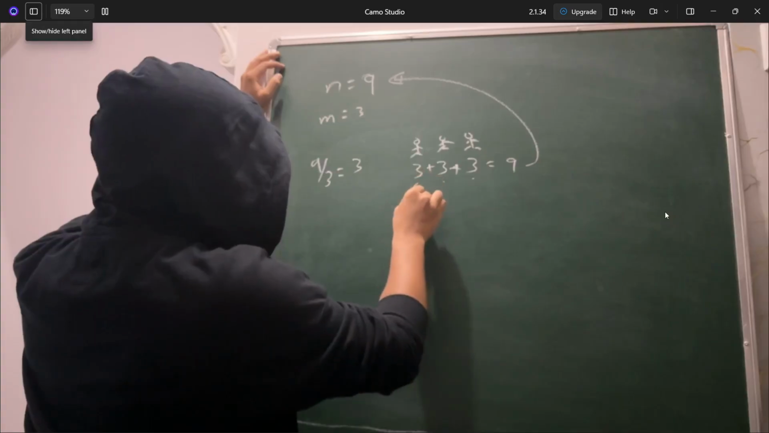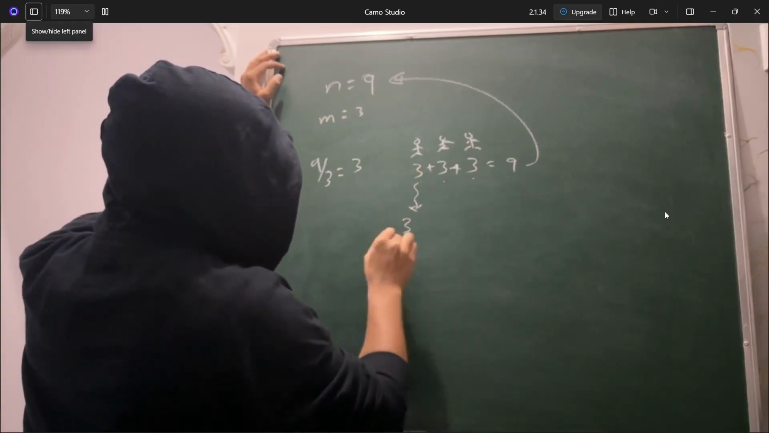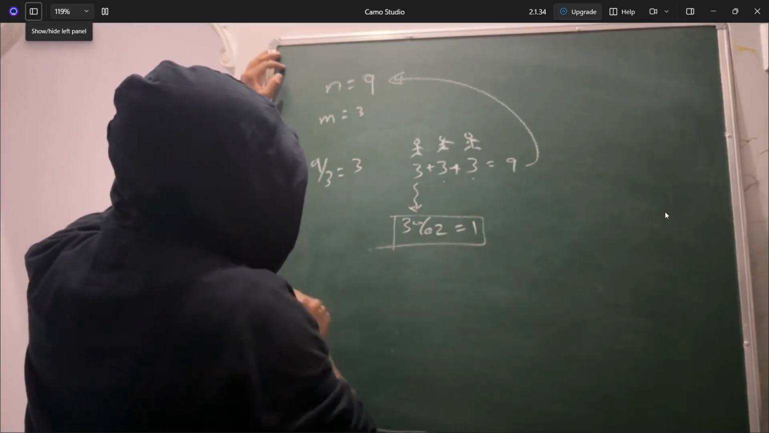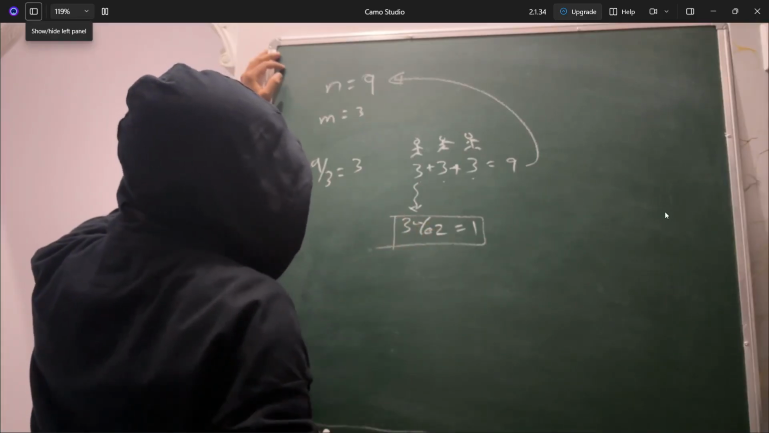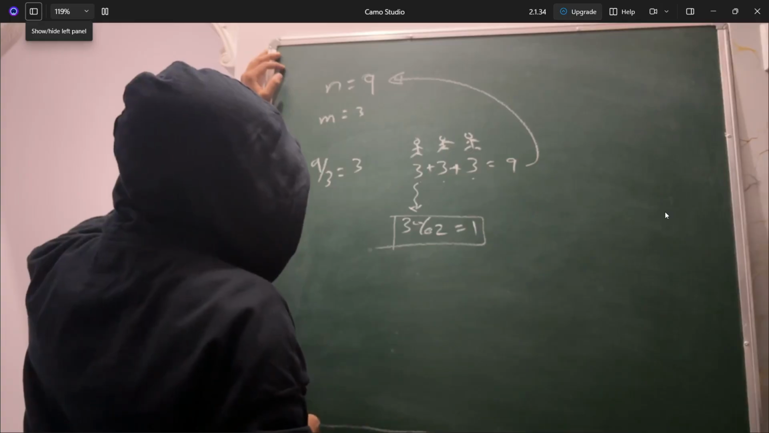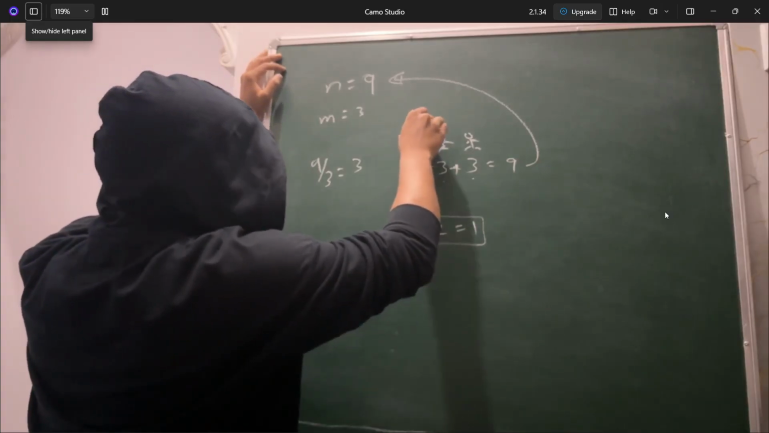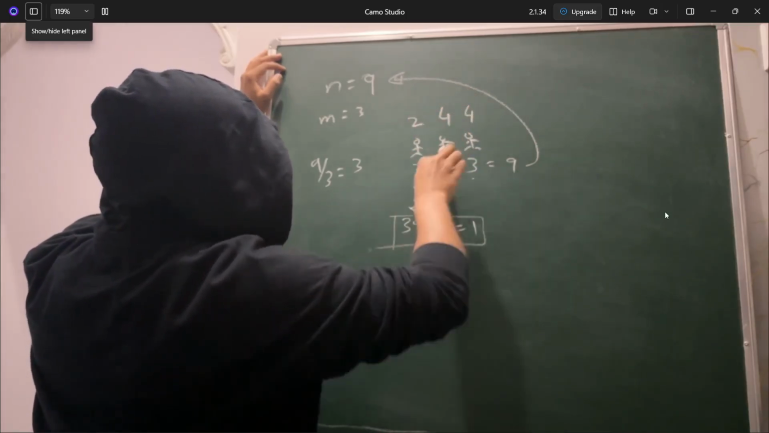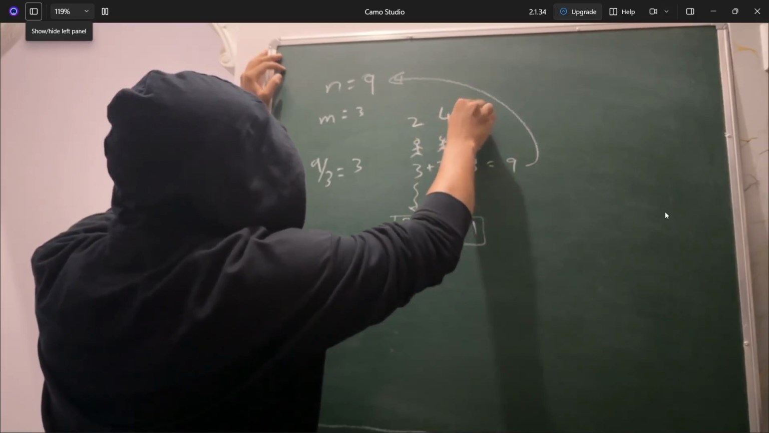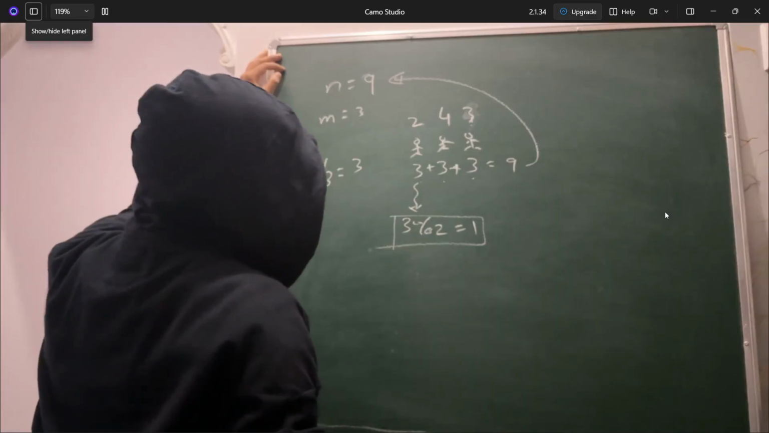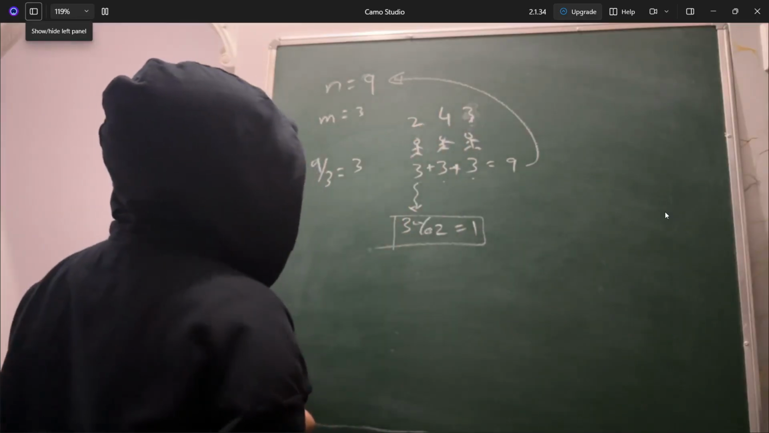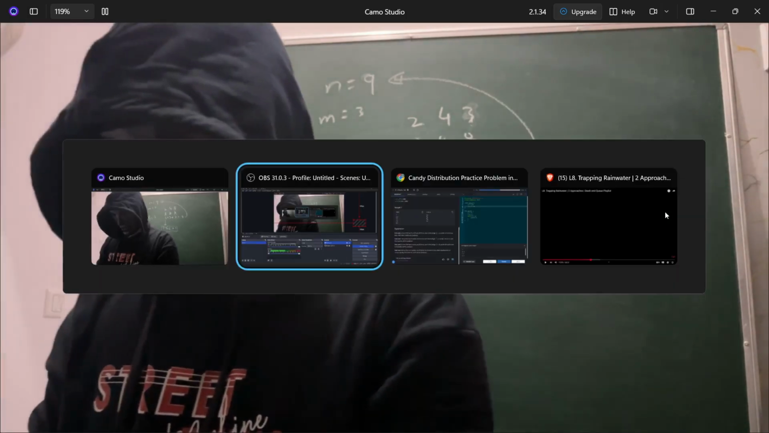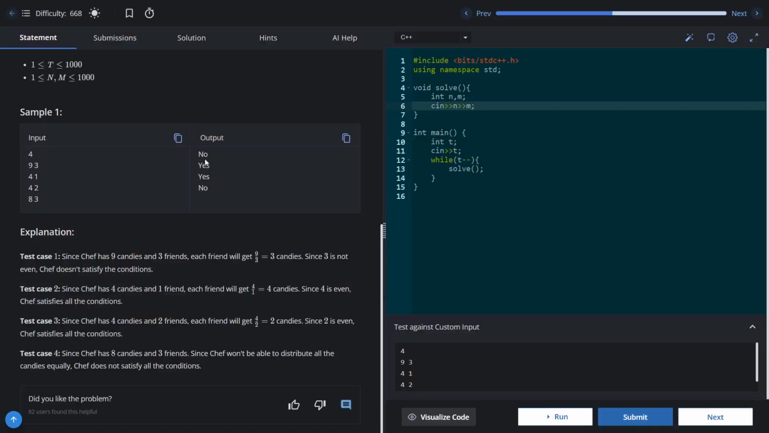But if you see how many candies you are giving to each friend, you are giving 3 candies. If you take 3 modulo 2, this will give 1, because this is odd, not even. So this is not possible. Even if you try another combination, say giving 2 candies to one, 4 to another, and 6 to the other, this will be 12, but if you're giving unequal amounts, the first condition will fail. So in this case the answer is not possible, and we'll have to print no.